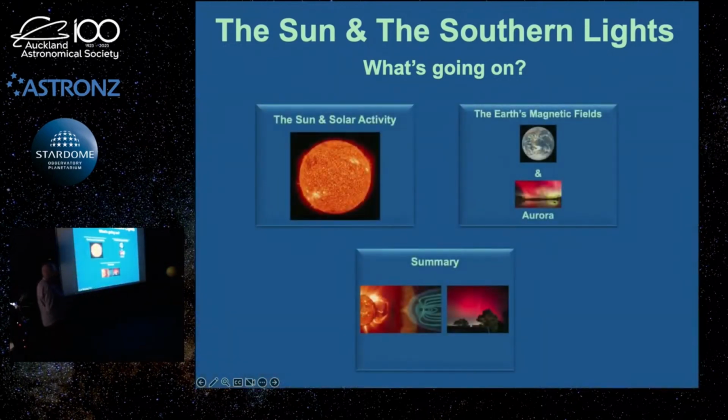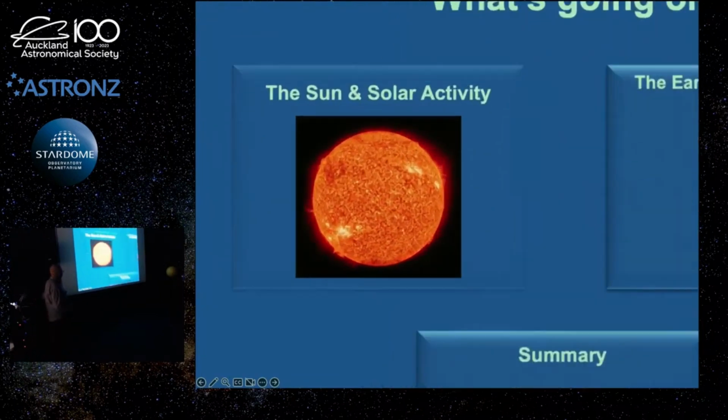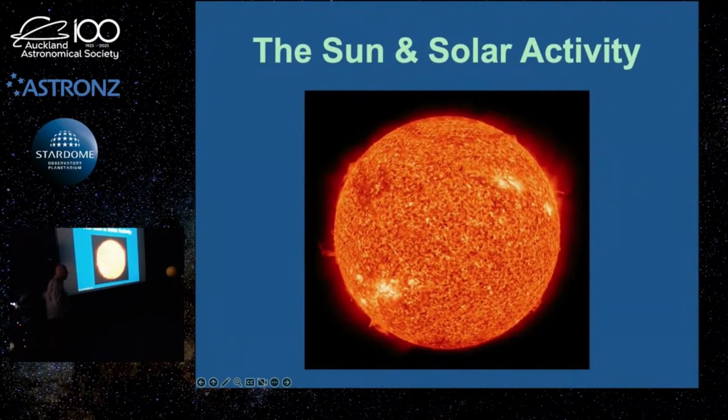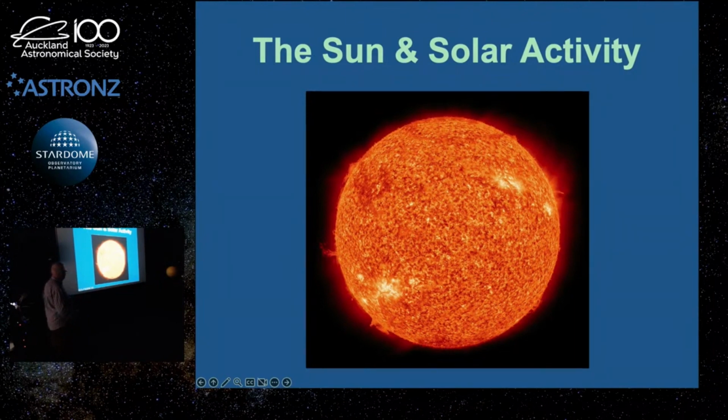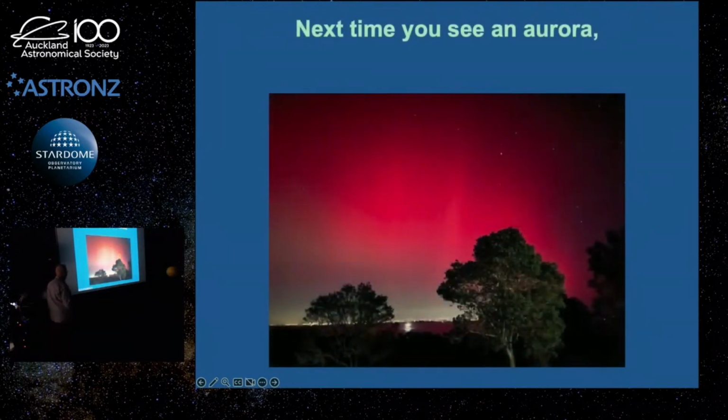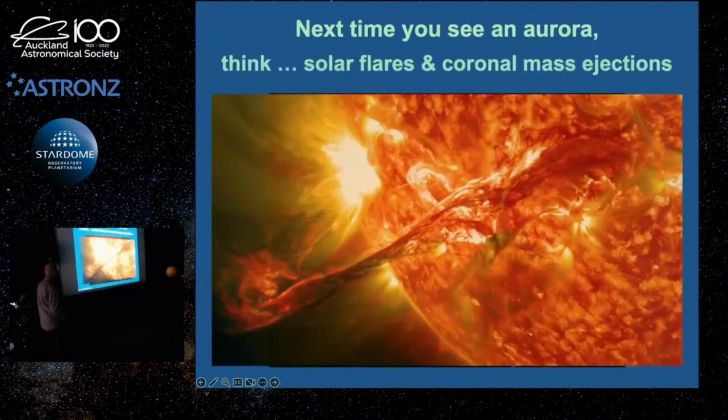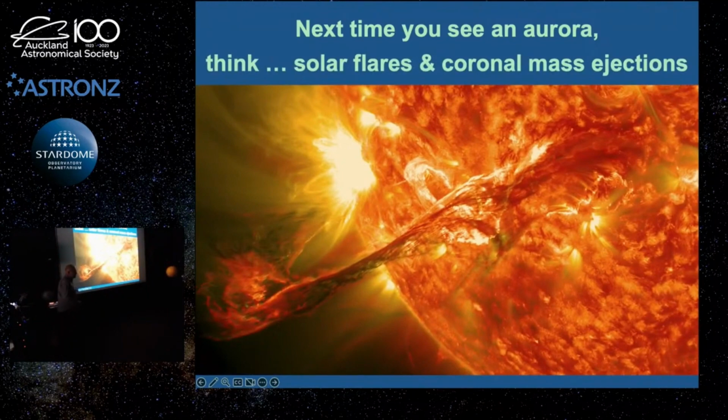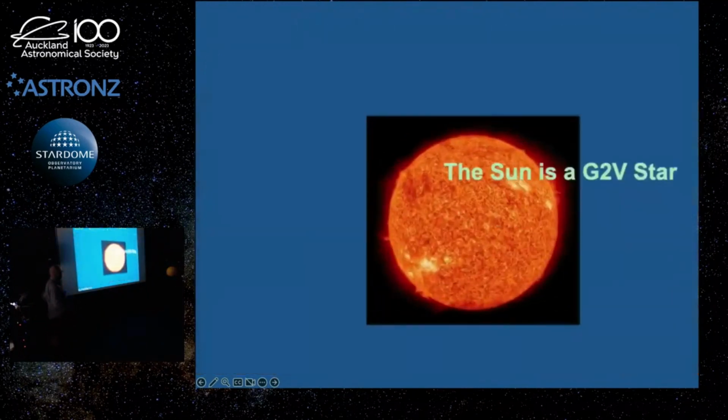So I've split it into these 3 chapters. The key two, of course, the sun and the solar activity, the Earth's magnetic fields, and then we'll sum up. So the sun and the solar activity, this is very relevant to the talk. It's not just talking about what goes on inside the sun, it is very, very relevant. So at the end of this talk, next time you see an image like that of an aurora, you'll be thinking this. That's what you'll be thinking next time. Well, that's the goal anyway.